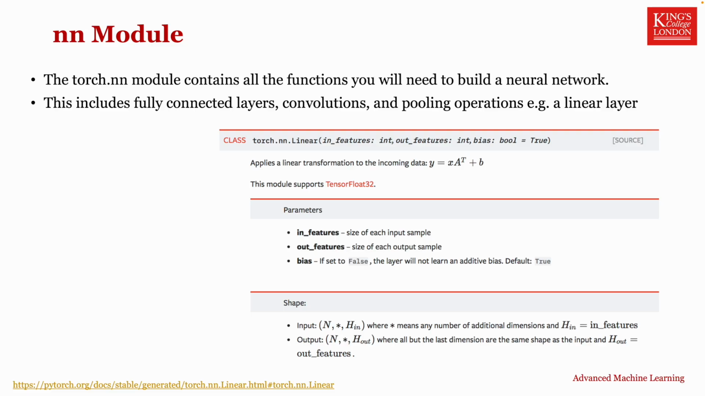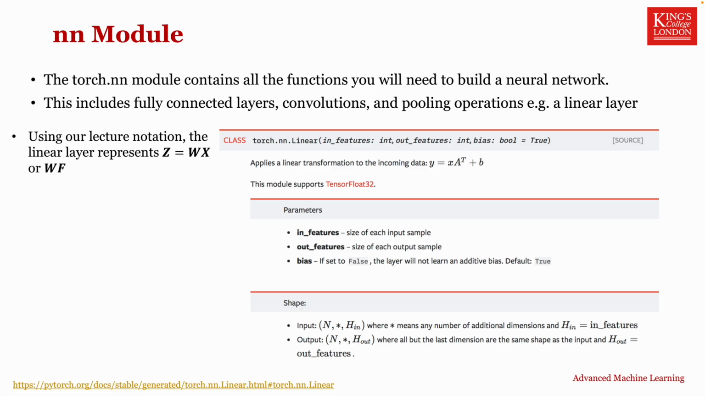Next, moving on to the torch.nn module, this contains all the functions that you will need to build a neural network, including the fully connected layers, convolution and pooling operations, which we will discuss in more detail next week. Here's an example of a fully connected or linear layer using the notation from our first set of lectures in which we represented linear layers as z equals wx or wf, where w here is a weights tensor, x is an input tensor, and f would represent an activation tensor.